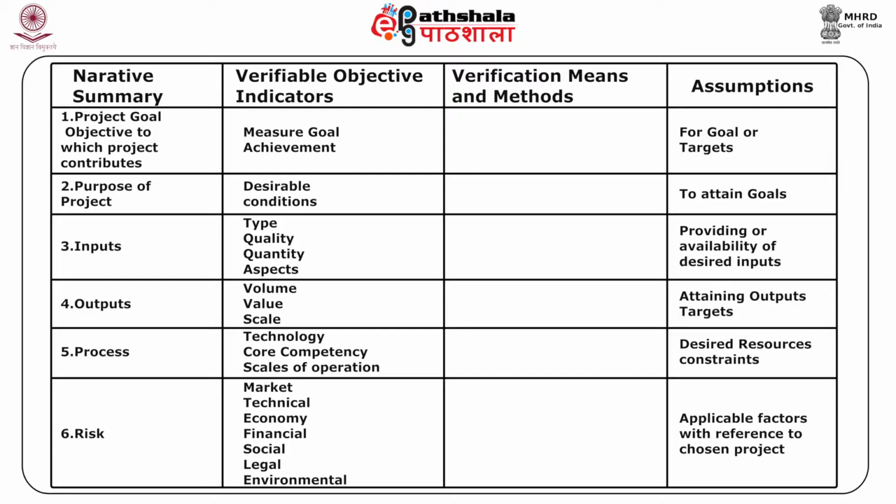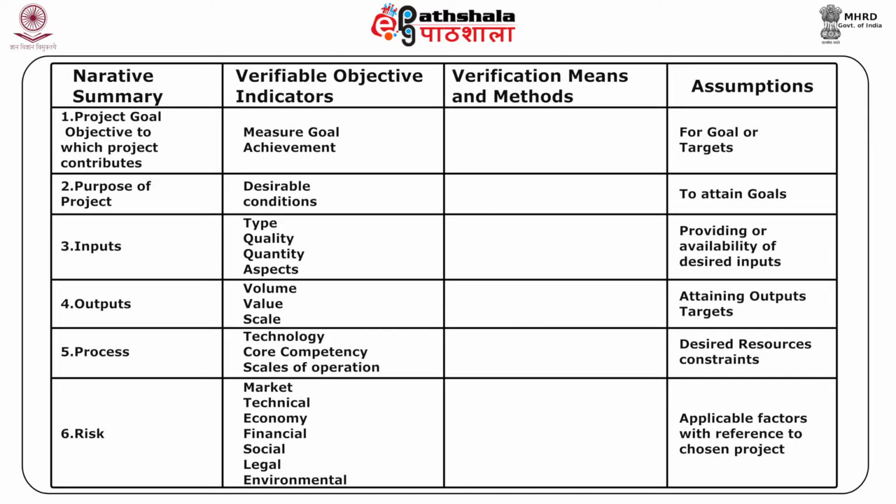In the rows, we have narrative summary, verifiable objective indicators, verification means and methods, and assumptions. In the narrative summary, project goal, objective to which project contributes. Verifiable objective indicators, measure goal and achievements. Under verification means and methods, nil, and assumptions for goal or targets. Similarly, purpose of project, desirable conditions, nil, to attain goals.